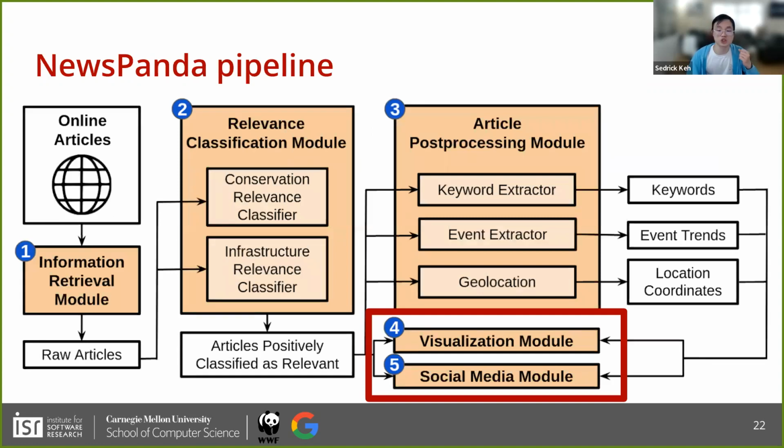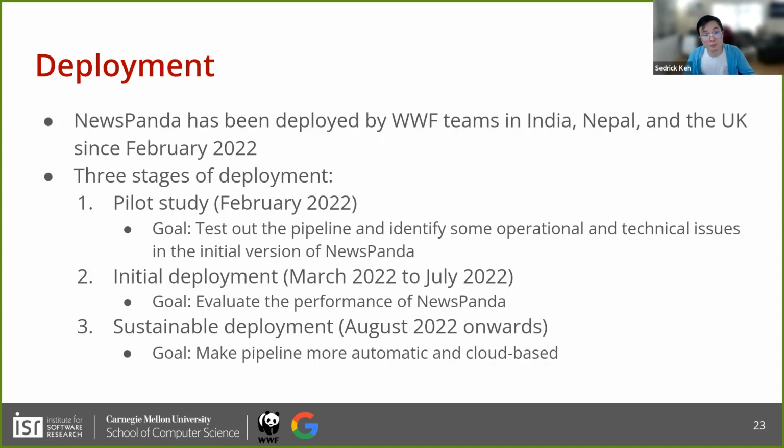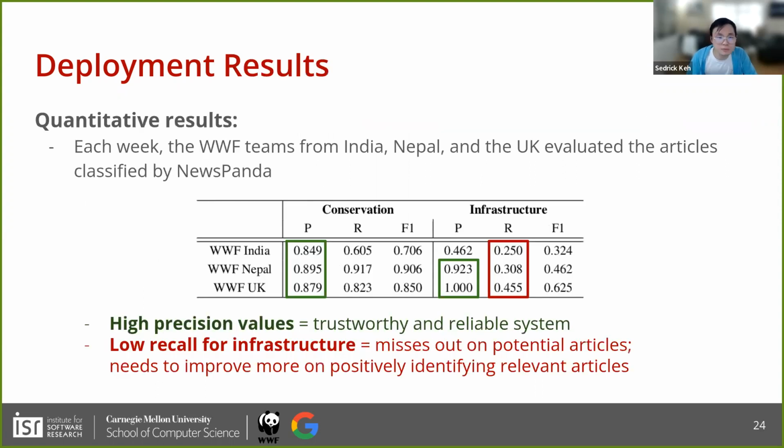Lastly, we have our visualization module and our social media module, or what we'd like to call our deployment modules. So we have 3 stages of deployment starting February 2022. These are our pilot study, our initial deployment from March to July, and our sustainable deployment starting from August 22, and it's currently ongoing.